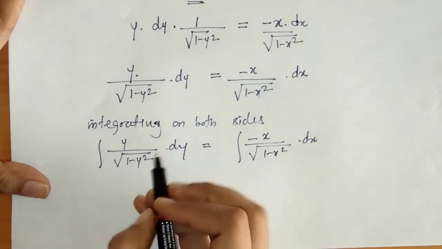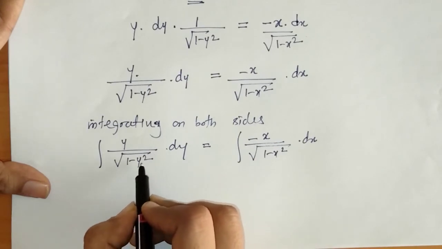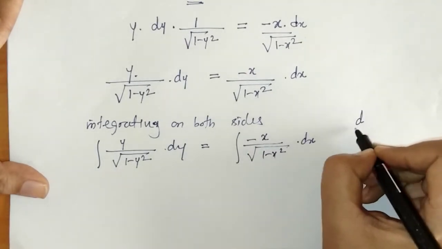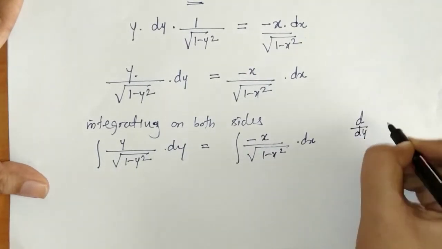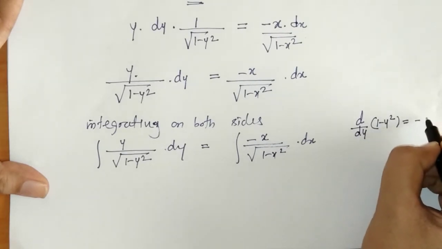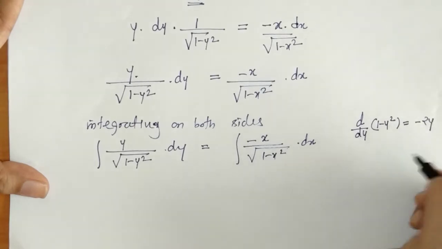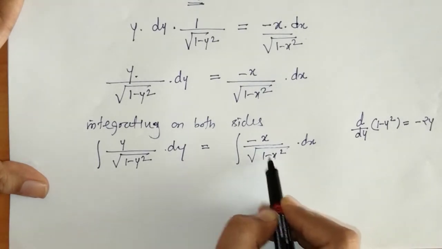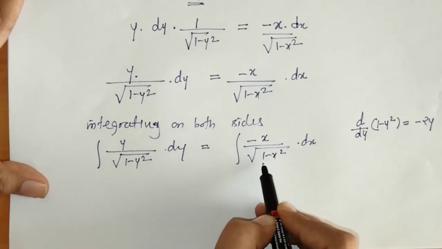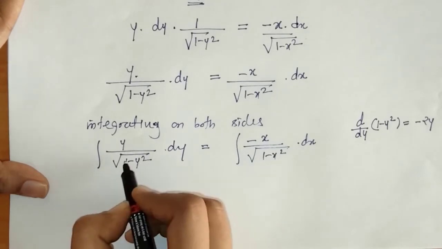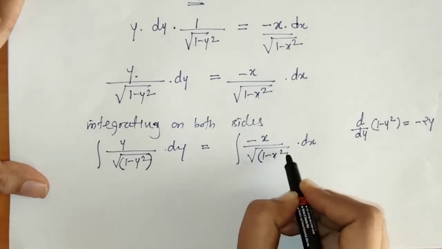Yes, now we can check that here we have y square, whose derivative is twice y, right? So we can write this here. We know the derivative of 1 minus y square, this is minus twice y. Here also we can check that we have the derivative of root of 1 minus x square, this is x, right? So we have the derivative of this function.